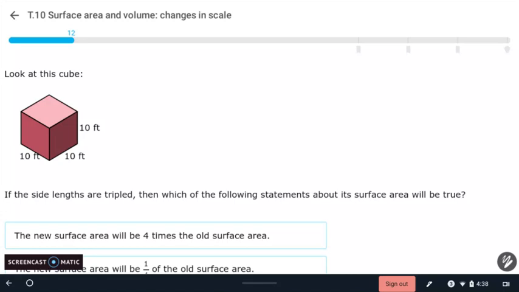Back. Let's take a look at a third method for IXL T.10 that you can use in very special situations. This method for looking at surface area and volume is a shortcut that makes problems so much faster, but the catch is it only works when all the sides are changed. So no matter whether you're working with volume or surface area, all sides must change by the same amount.